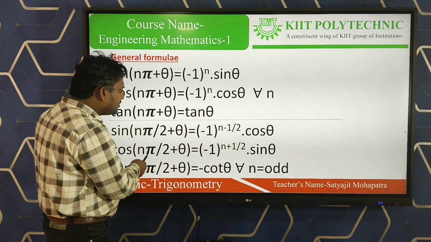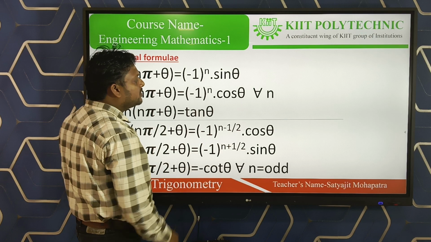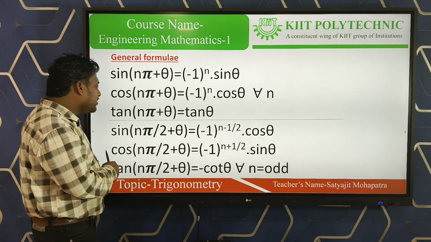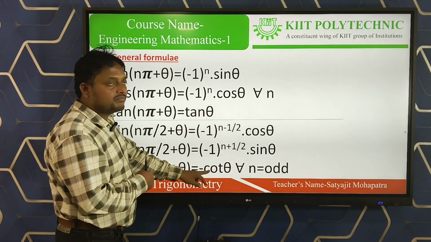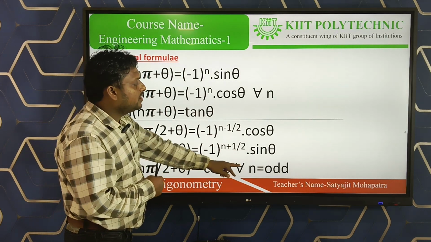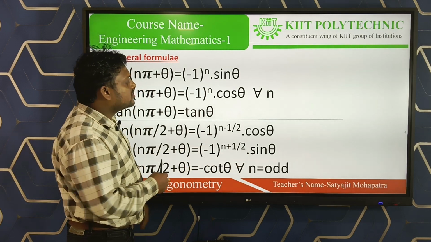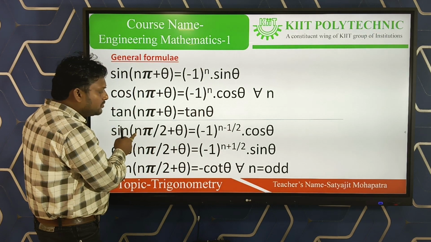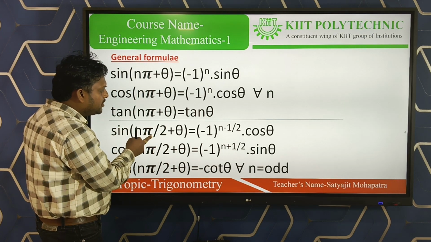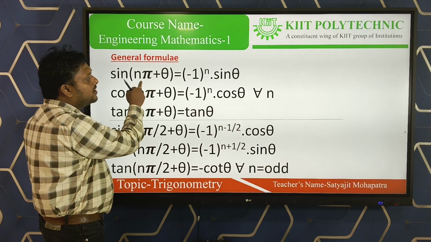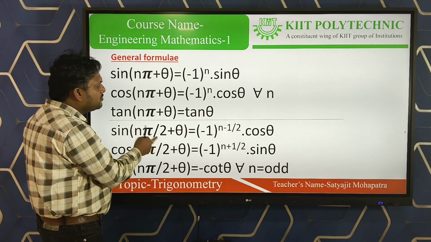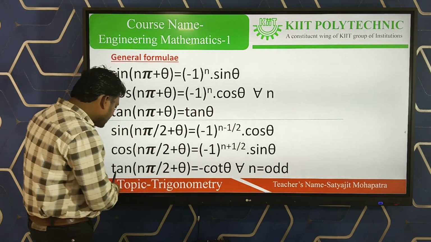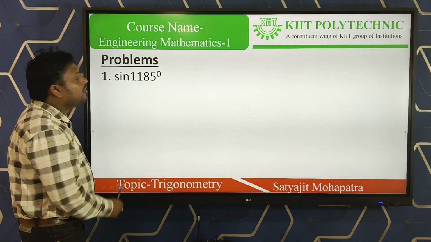This is the formula for cos of n pi by 2 plus theta, that is minus 1 to the power n plus 1 by 2 into sin theta. Cos changes to sine. And the last formula, tan of n pi by 2 plus theta, is minus cot theta. This happens only for n odd, because if n is even, any even number into pi by 2 will take the pi form, multiples of pi form, because the 2 will divide that n and it becomes pi form. Okay, next come to the problem.